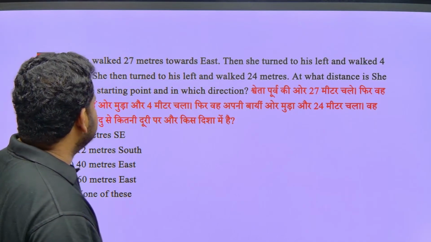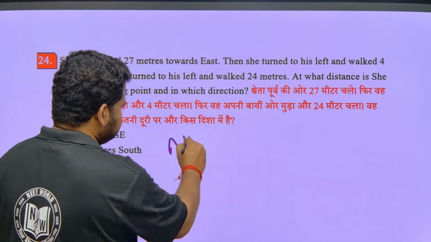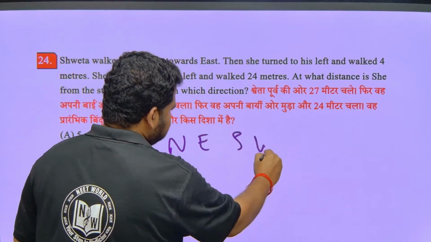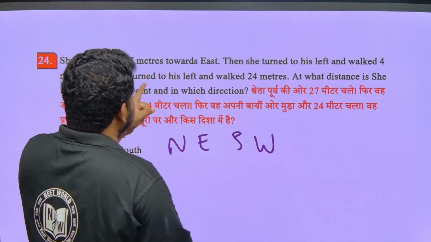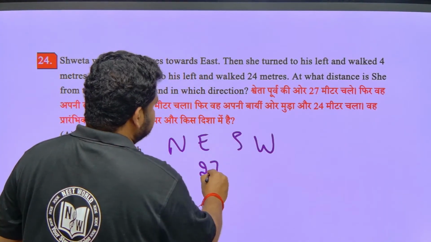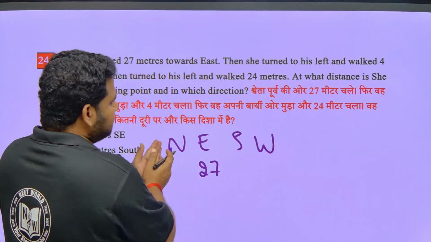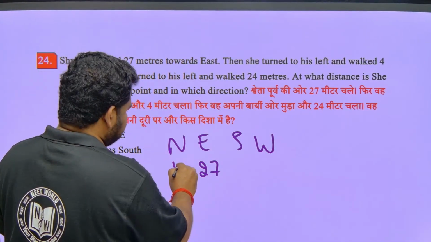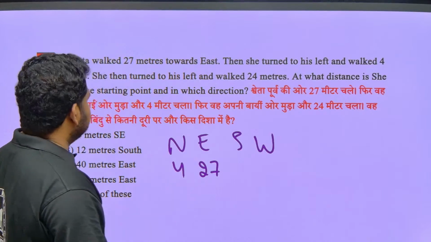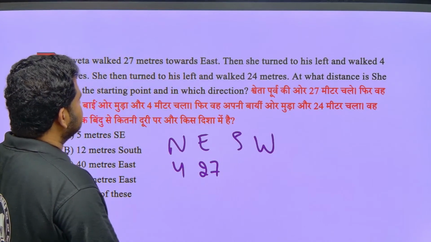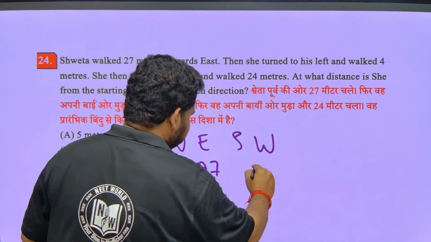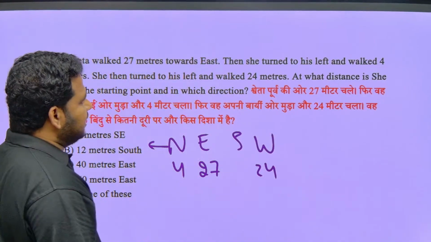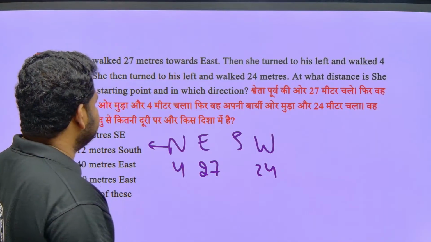Shweta walked 27 meters towards east. So, north, east, south, west. Please use the trick, it will definitely be useful. 27 meters towards east, so under east I should write 27 meters. She then turned to left and walked 4 meters, so under north I should write 4. She then turned to her left again, which means west, and walked 24 meters. At what distance is she from the starting point and in which direction?